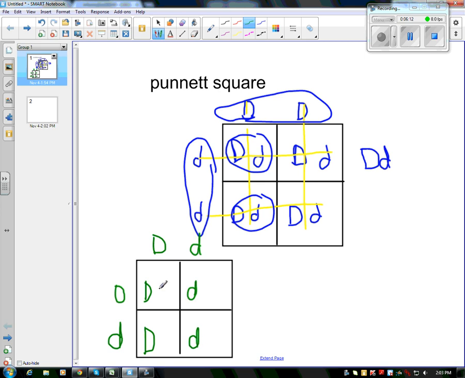I'm taking it down. Now you go this across. That's a big D. That's a big D. Take this one across. Little d, little d.